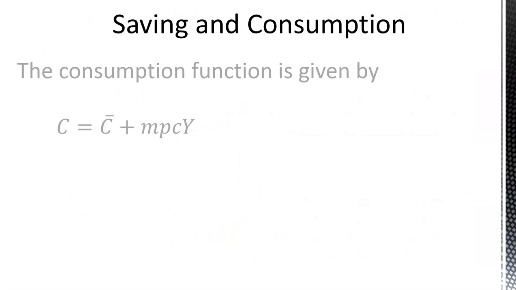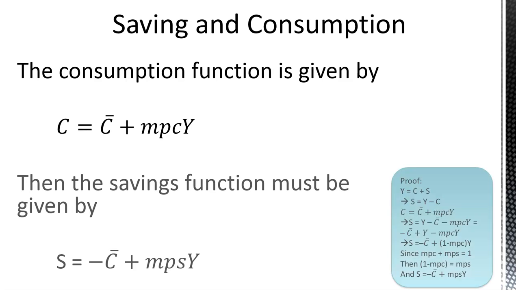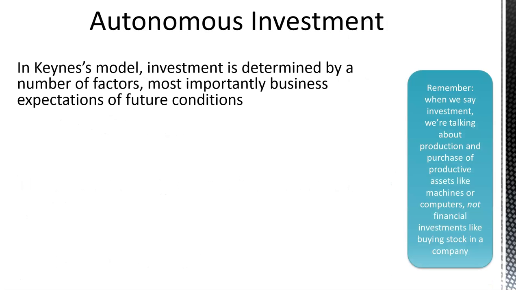So we've got this consumption function given by C bar, that's autonomous consumption, plus MPC, the marginal propensity to consume, times output and income, Y. We could derive mathematically then what we'll call the savings function as S, savings, is equal to negative C bar, what we could call autonomous savings, plus the MPS, the marginal propensity to save, times income, Y. And here you can see the mathematical proof for that, but you don't need to worry too much about remembering that. Autonomous investment, then, is the other component of aggregate demand in this simplified model.